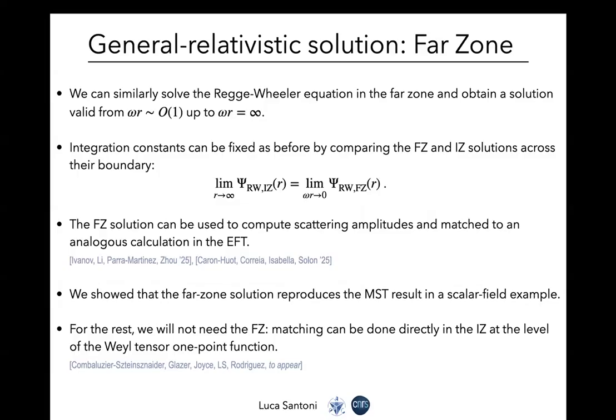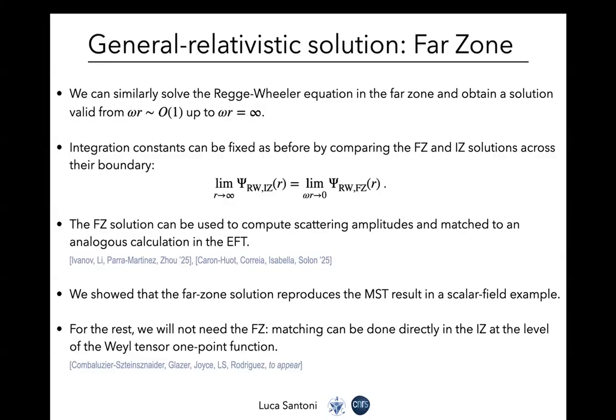If you do so, you can compute the scattering amplitude, and this exercise, the matching with the EFT, has been done for a scalar field in these works. What we show is that this far zone constructed in this way reproduces the MST result, at least in a scalar field example. But as I said, that's all I have to say about the far zone. From now on, I will forget about it, because it's not needed in the EFT.